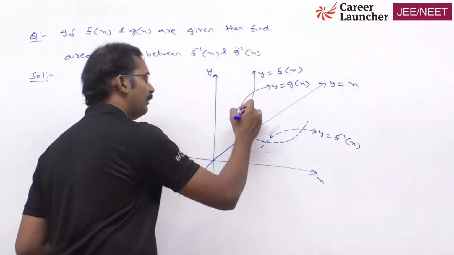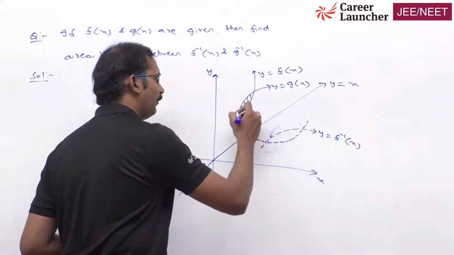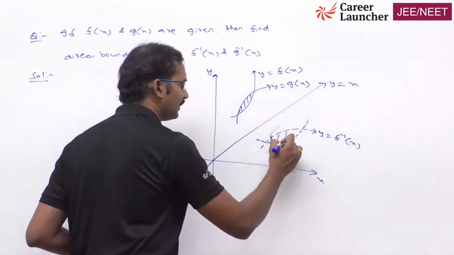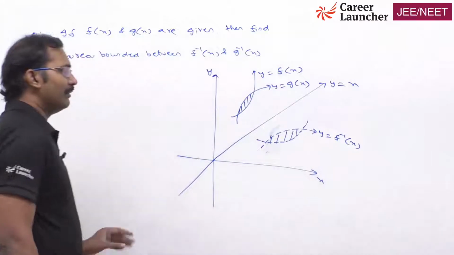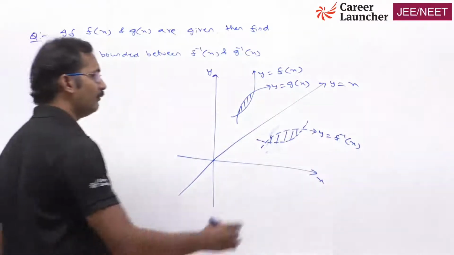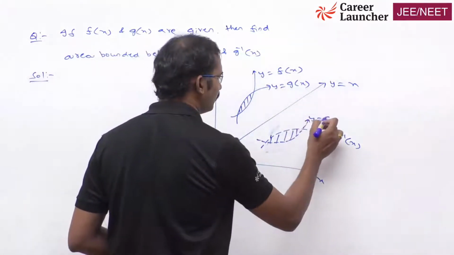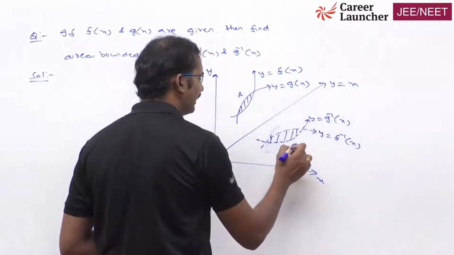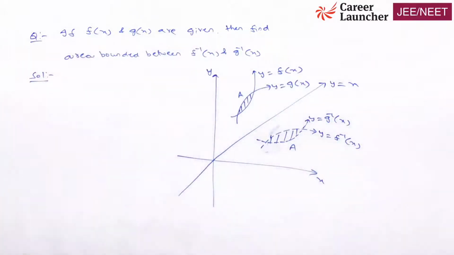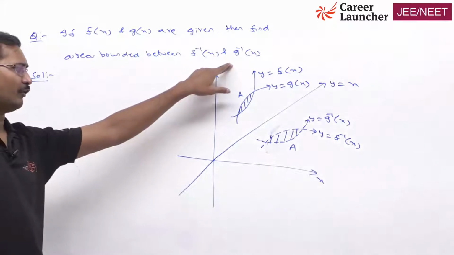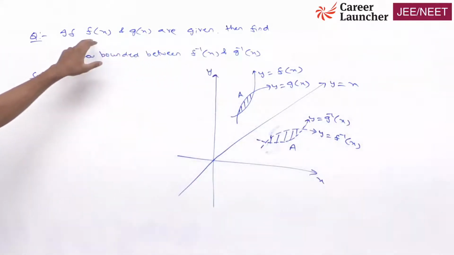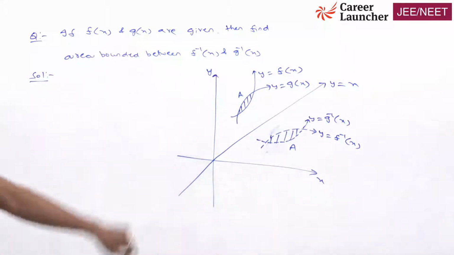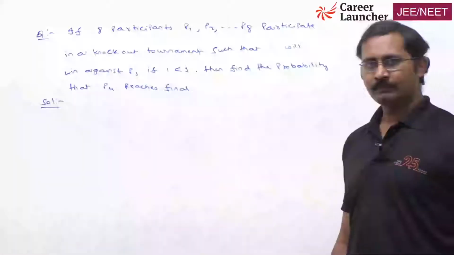So the area bounded between the two graphs f of x and g of x will be the same as the area bounded between y is equal to f inverse of x and y is equal to g inverse of x. So this area will be the same as this area by symmetry. This can be remembered as an important statement: the area bounded between f inverse of x and g inverse of x will be the same as the area bounded between the two curves f of x and g of x.